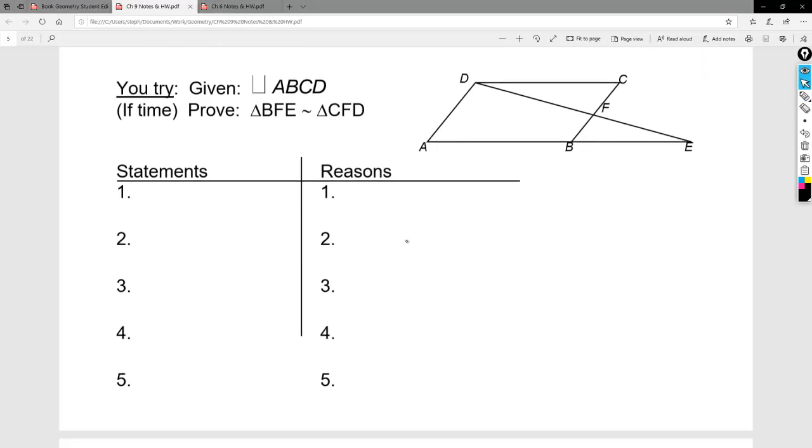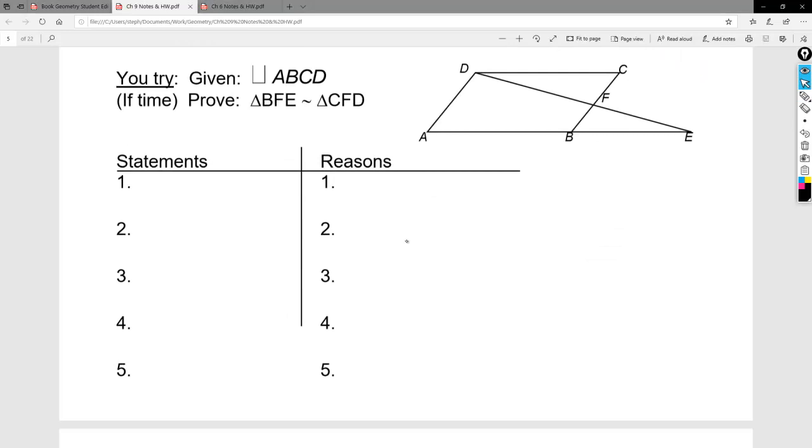Move on. So next proof, I have a parallelogram ABCD. I need to prove that BFE is similar to CFD. Alright.